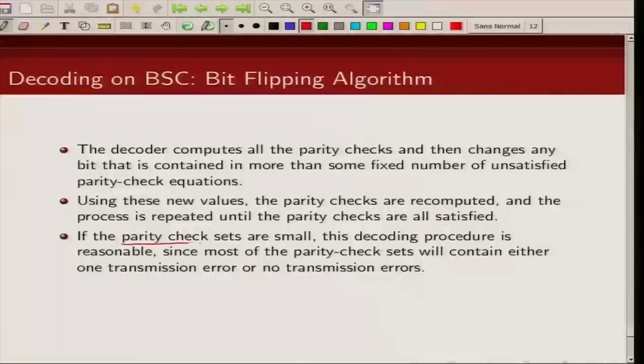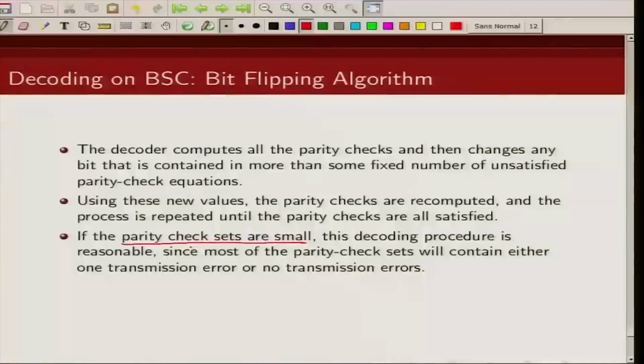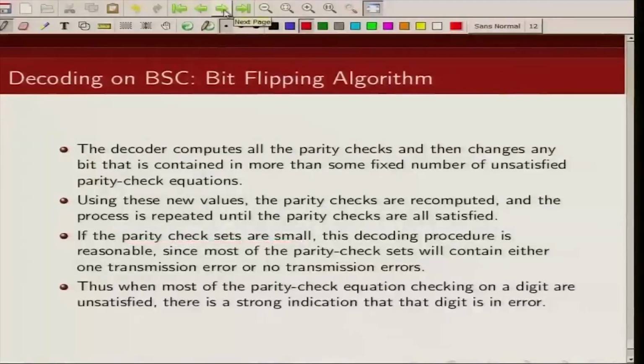And since the size of the parity check sets is small, this decoding is reasonable. It is not very hard, and we can also do this process in parallel. We can have a parity check tree for each of these bits, and we can try to do this decoding in a parallel fashion. And again, this relies on the logic that a bit that appears in most of the unsatisfied parity check equations is the most likely culprit. That is the one most likely to be in error, and we flip that bit to correct it.